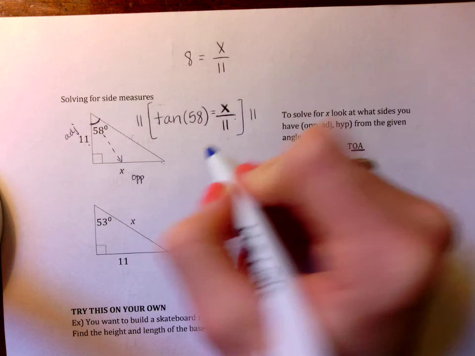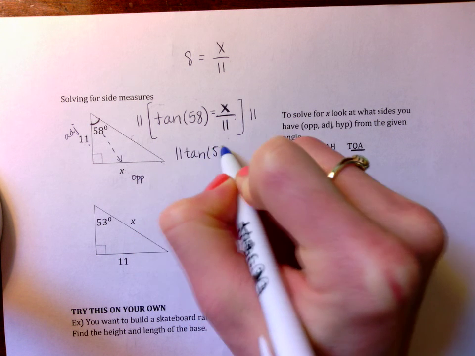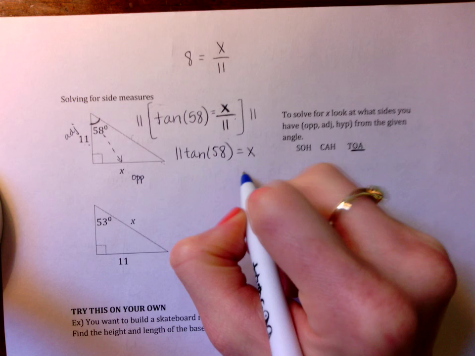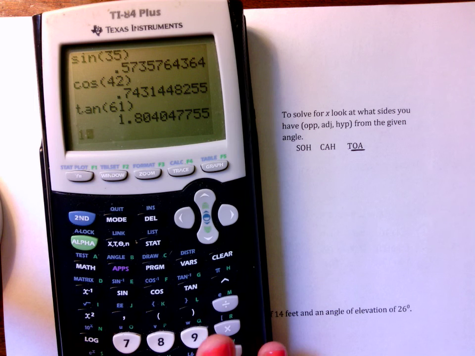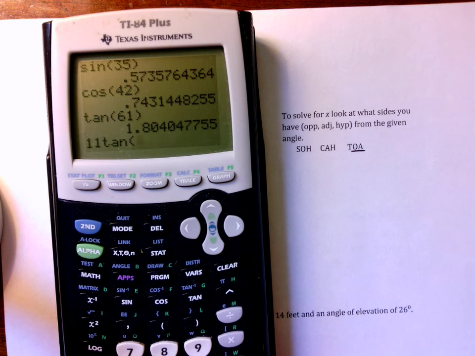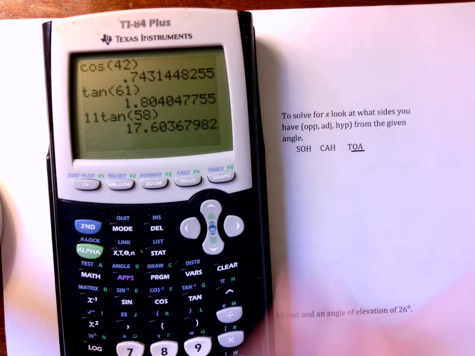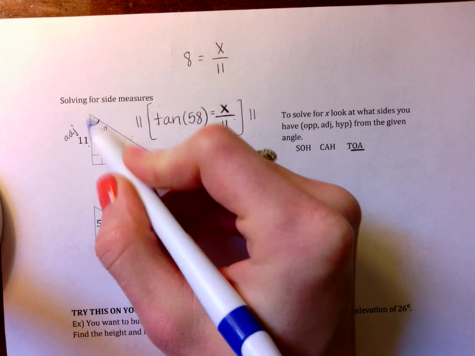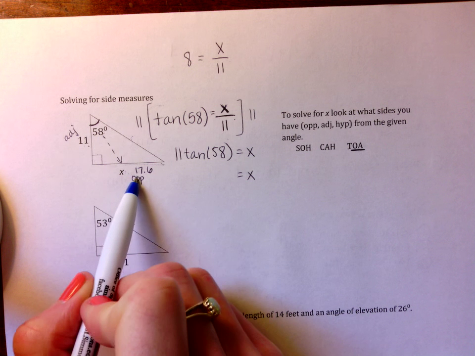And in my calculator, I will put 11 tangent 58, and it will multiply it for you, equals x. So let's see what x equals. We're going to plug it right on in. 11 tangent, what did I say, 58? Yes, 58, 17.6. And if we put that in as x, doesn't that look about right? It's a little bit longer than this side. So this side, now we had an angle, we can find what this side is. It's 17.6.